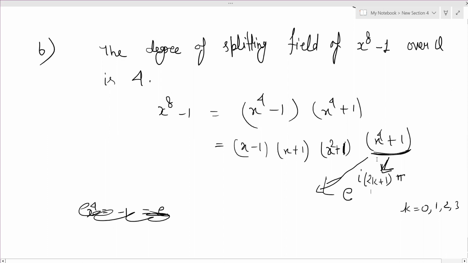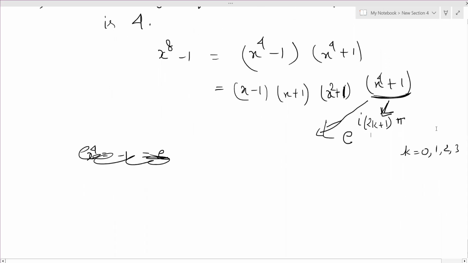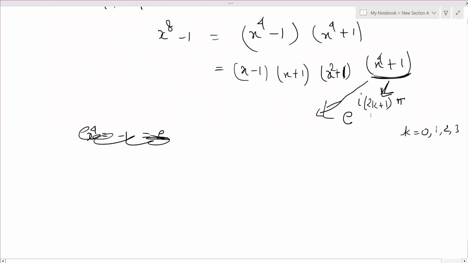Can you see this polynomial, x to the power 4 plus 1, is irreducible over Q? Muthukumar, can you see this is irreducible over Q? Yes, it is irreducible over Q. Why?